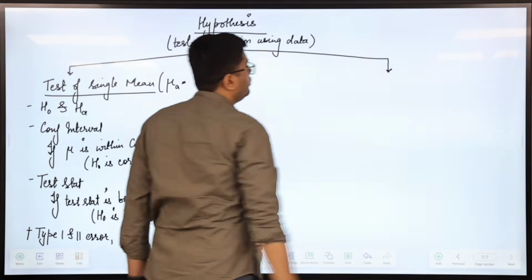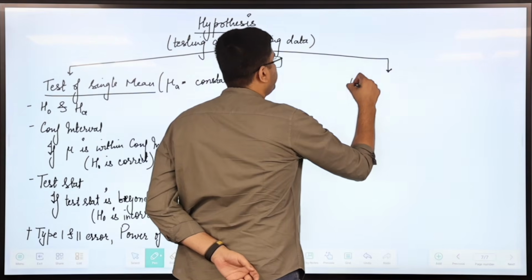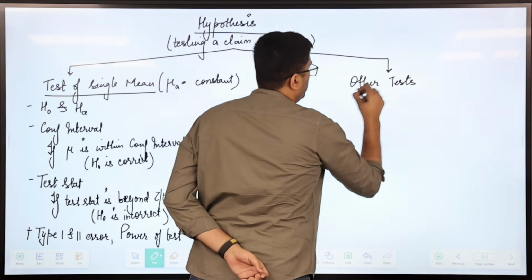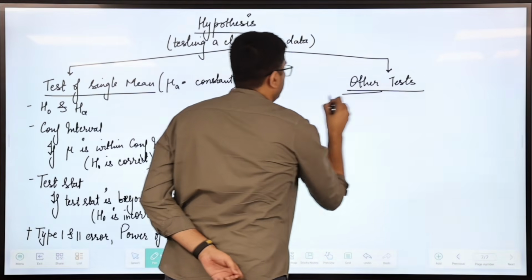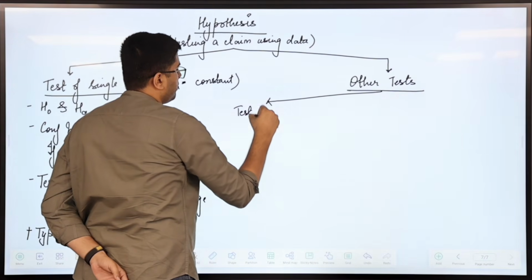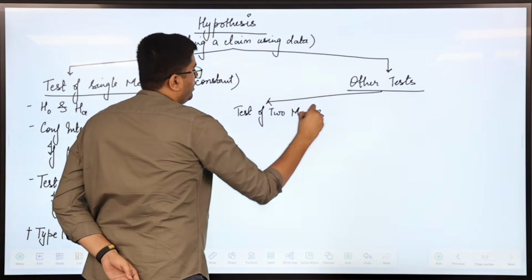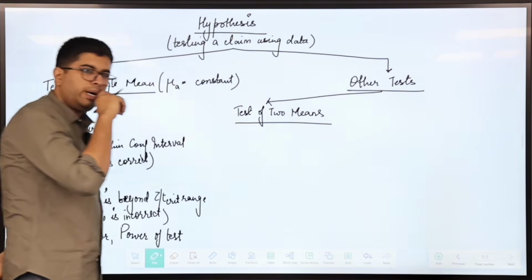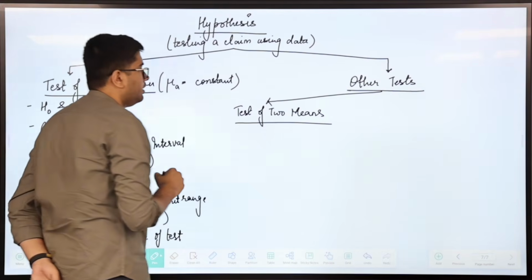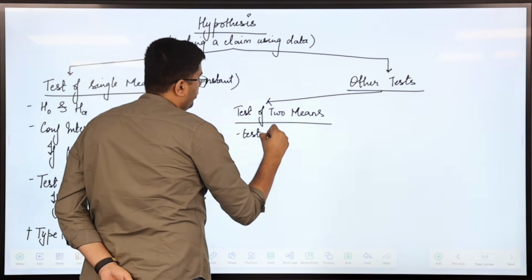Second half of hypothesis test are all the other types of tests. The first here is test of two means, where the claim would be that returns of two different securities are equal to one another. Two securities are performing similar to one another. So over here, test statistic will be given to you.